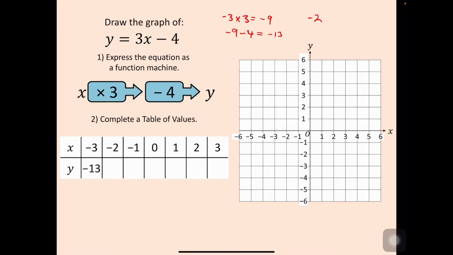Negative 2 multiplied by 3 take away, okay, let's just do this first. Negative 6, negative 6, take away 4 is negative 10.